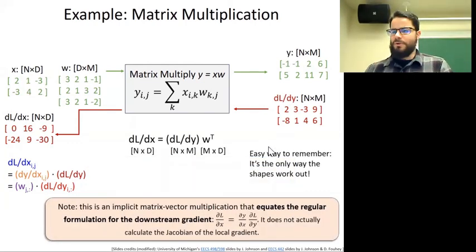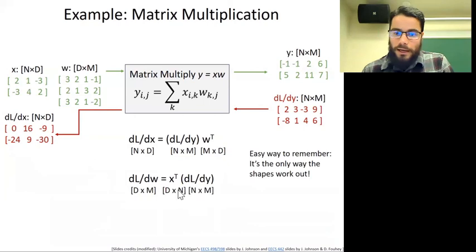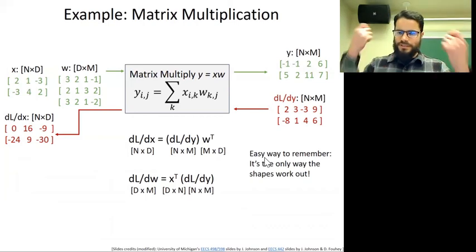A heuristic to remember exactly what to do is that this is the only way that the shapes are going to work out. So this is the final formula, right? In order to find the downstream gradient of X, you just have to multiply the upstream gradient by the transpose of your weight matrix W. And by the way, in order to calculate the downstream gradient of W, you are going to do a similar thing. You are going to multiply the transpose of X by the upstream gradient. Again, that's the only way that the shapes are going to work out. So this is an easy way to remember.